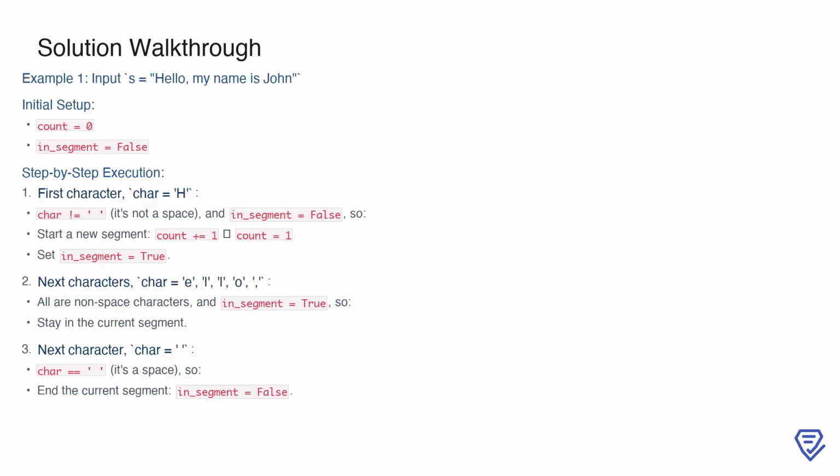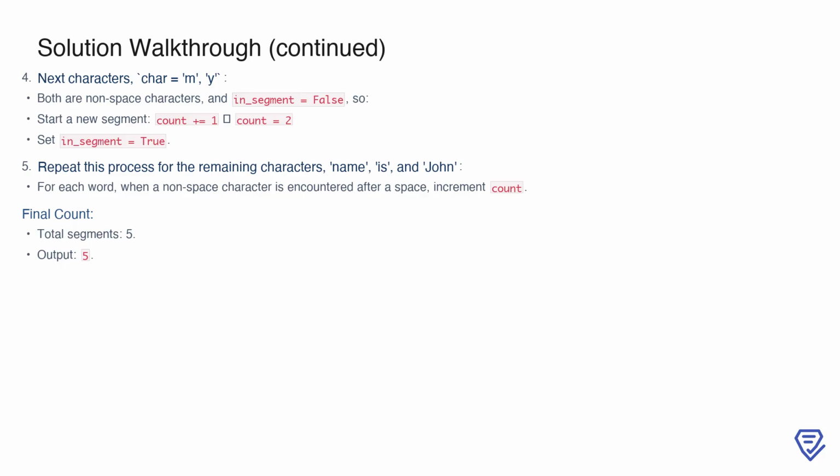Now, as we iterate over the string, the first character we encounter is h, which is not a space. Since we're not currently in a segment, in_segment equals false, we start a new segment, incrementing count to 1 and setting in_segment to true. For the next characters, e, l, o, all of them are non-space characters, and since in_segment is already true, we stay in the same segment. When we encounter the next space character, we end the current segment by setting in_segment to false. After the space, the next characters are m and y.